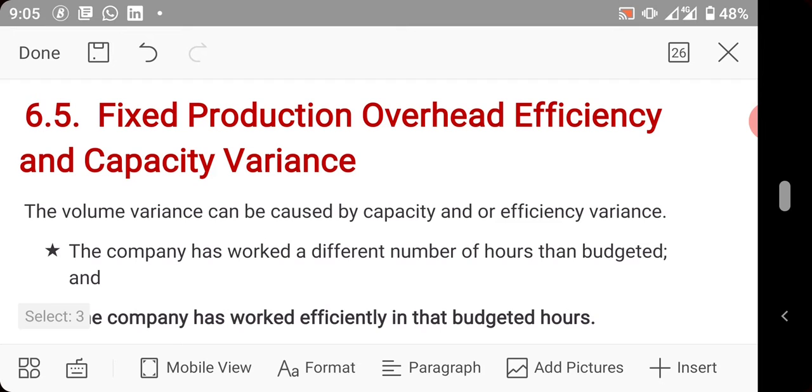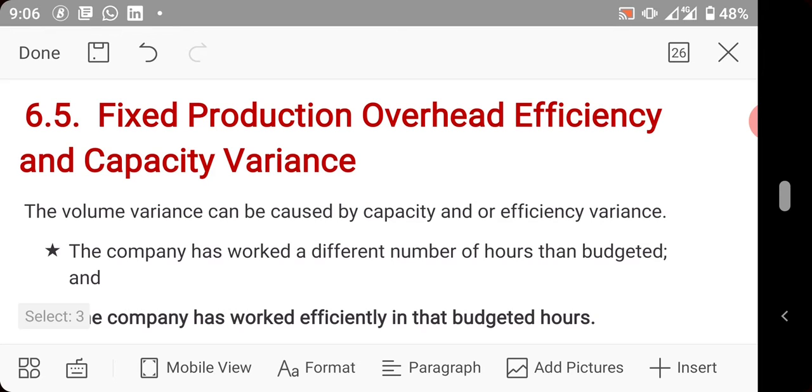Now, we discussed in last class fixed production overhead variance, where we look at three calculations: fixed production cost variance, fixed production overhead volume variance, and fixed production expenditure variance. We did calculations on it.